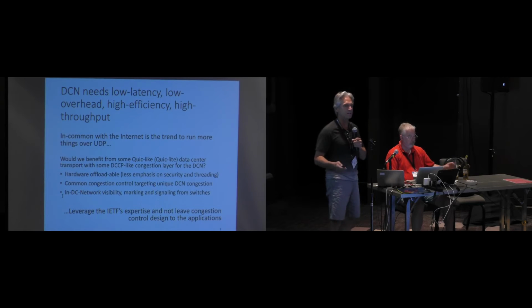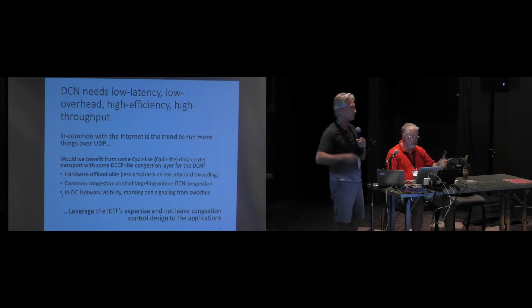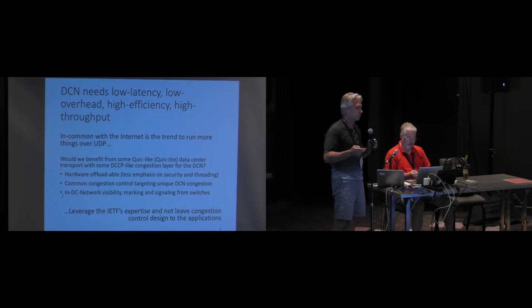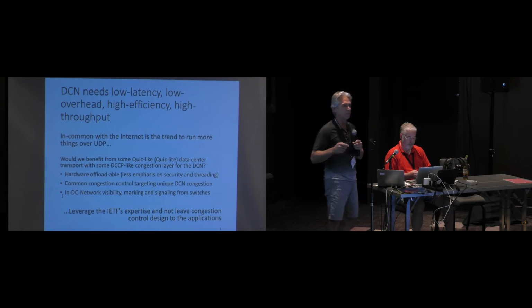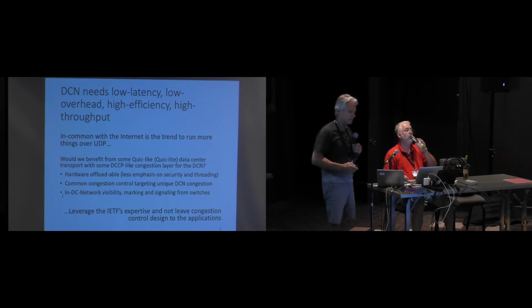One thing the data center has in common with the internet is the trend to do more over UDP; we've seen a lot of activity with QUIC, for example. So what if we could do something that was more QUIC-like, but not as heavy as QUIC, perhaps specific to the data center? And maybe we did something that was Datagram Congestion Control-like, but focused on the congestion problems of the data center. It would need to be hardware offloadable, but maybe with less emphasis on security and crypto and all the threading kind of stuff that things have.